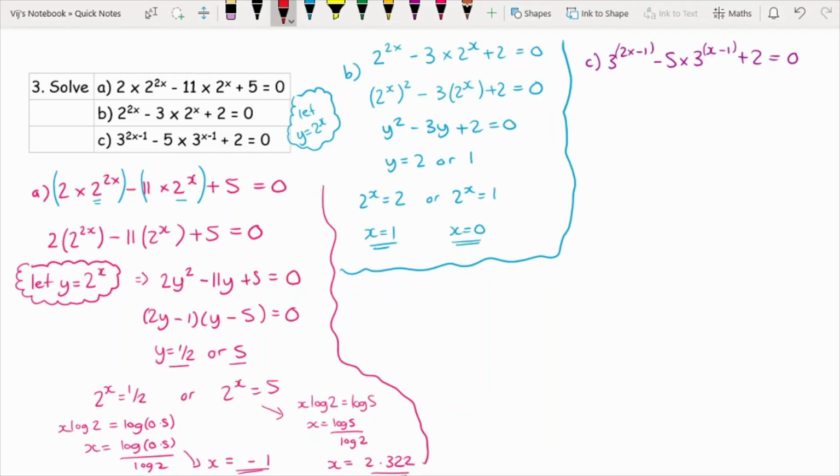Now 3^(2x) to the power of... 3 to the power of 2x minus 1. I can rewrite this as 3^(2x) times 3^(-1), because when you're multiplying you add the powers together, and 2x plus minus 1 becomes 2x minus 1. And likewise, if I had 3^x to the power of 3^(x-1), I can write this as 3^x times 3^(-1).